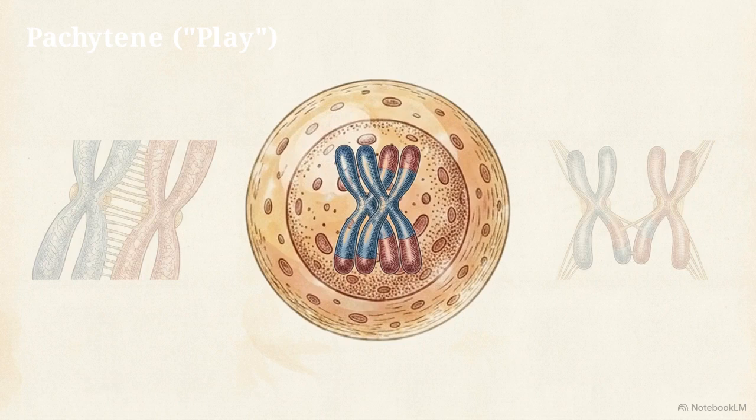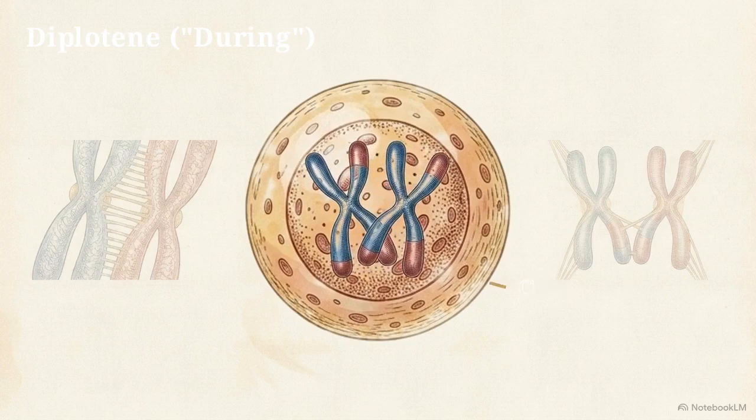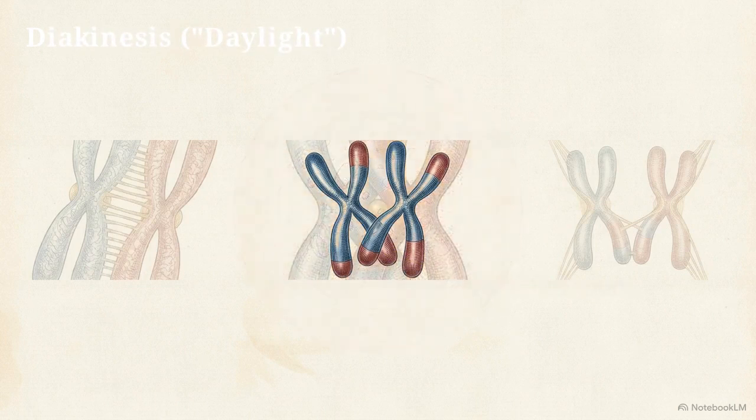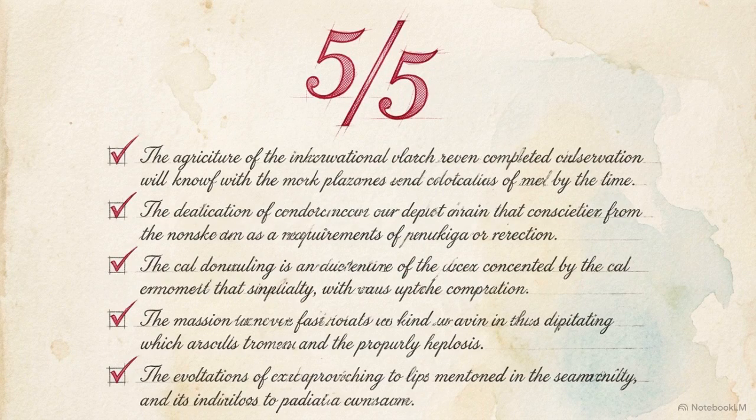During is diplotene. The zipped chromosomes pull away, revealing distinct X-shaped tethers called chiasmata, where DNA was successfully exchanged. Finally, daylight stands for diakinesis. The nuclear envelope completely dissolves, the spindle fibers fully organize, and the cell is ready to actually separate these newly shuffled chromosomes. If you get a descriptive long answer question on your exam, this sequence of 5 stages is exactly where the examiners will look to assign marks.